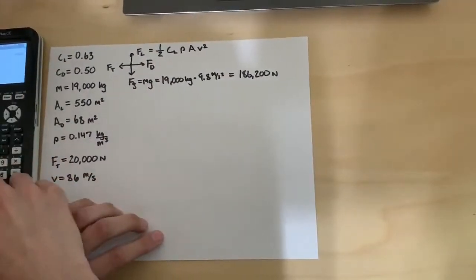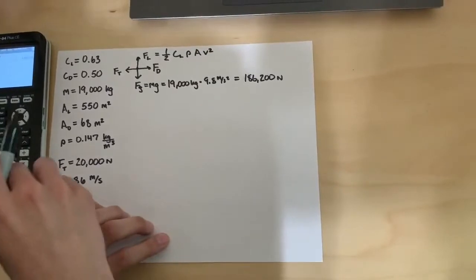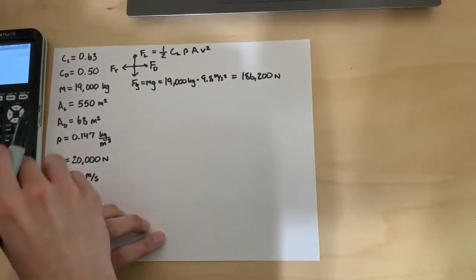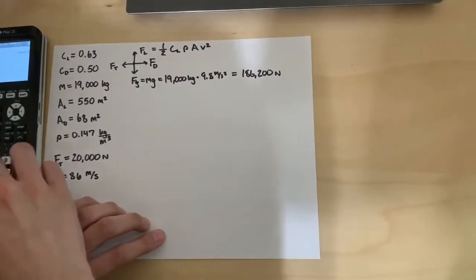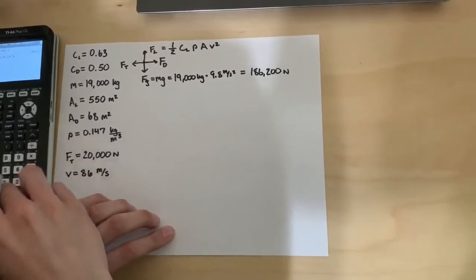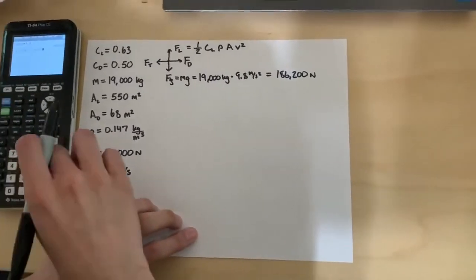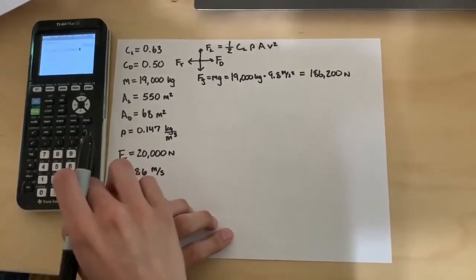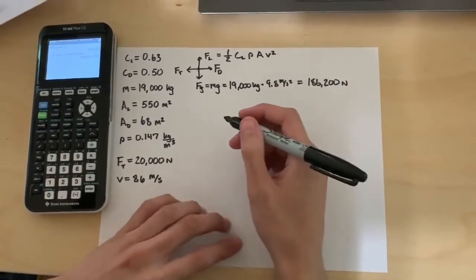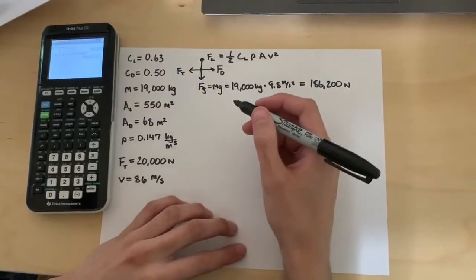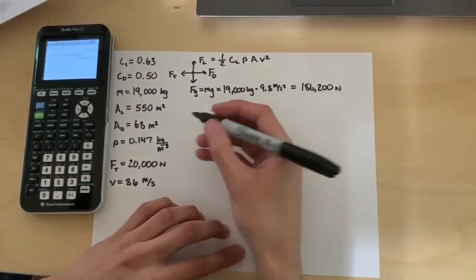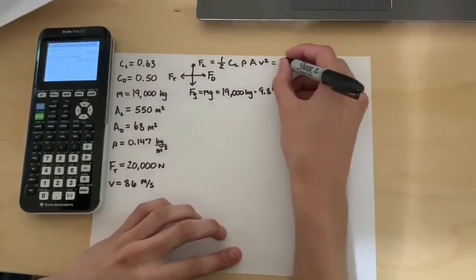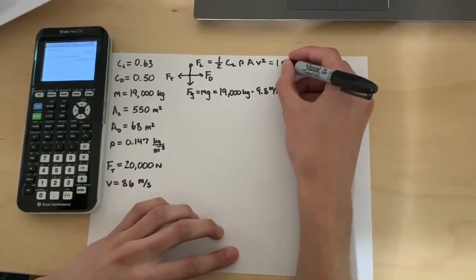As I go ahead and plug that in, 0.63, 0.147, 515, and 86 squared, I'm going to get 188,359, and that's going to be newtons.